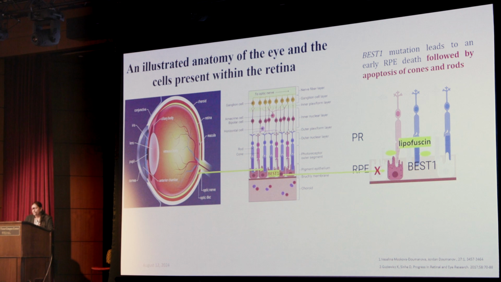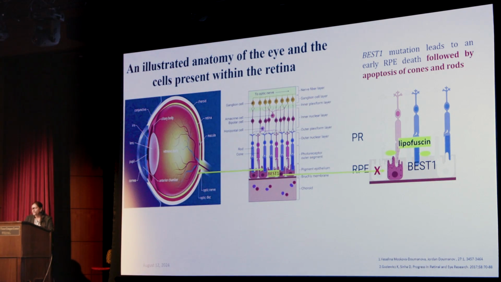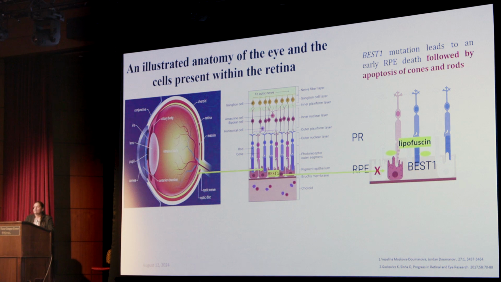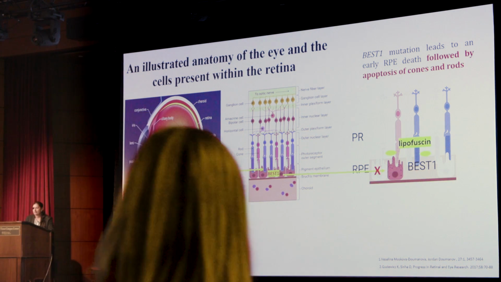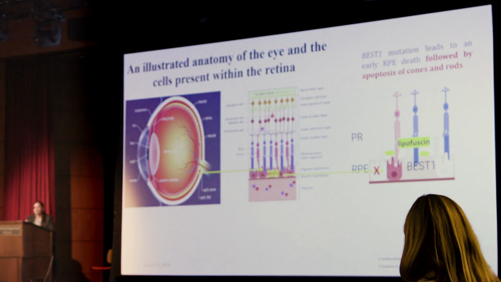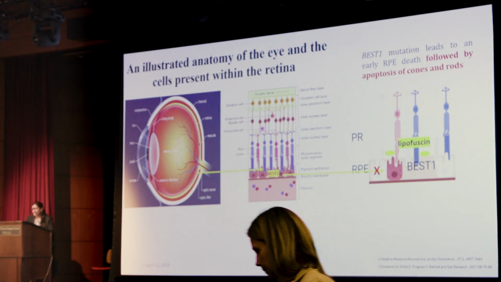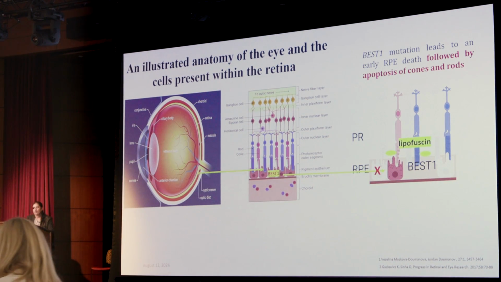The gene BEST1 is expressed in the RPE, and here we can see that one of the very important functions of the RPE is to phagocytose the photoreceptor outer segment. When the RPE is dysfunctional, the photoreceptor outer segment is not phagocytosed by the RPE, and there is accumulation of lipofuscin.